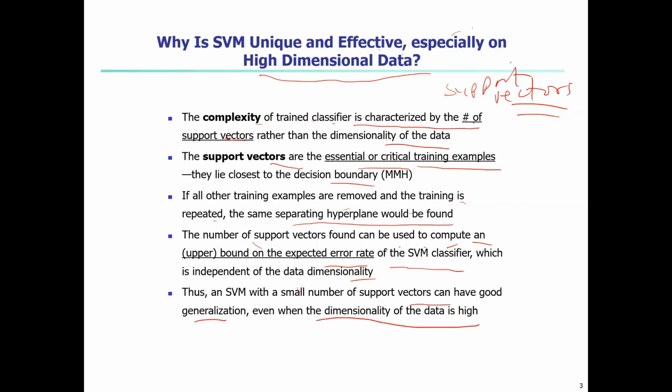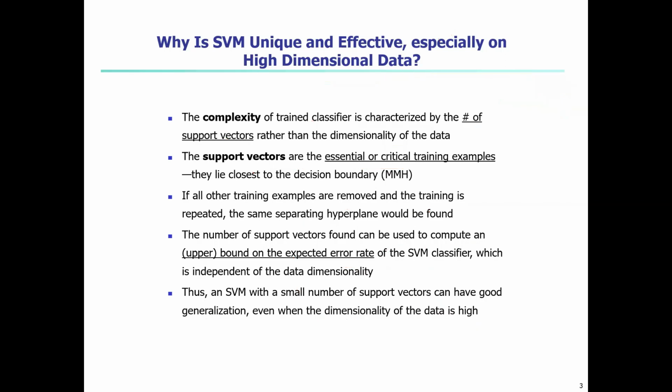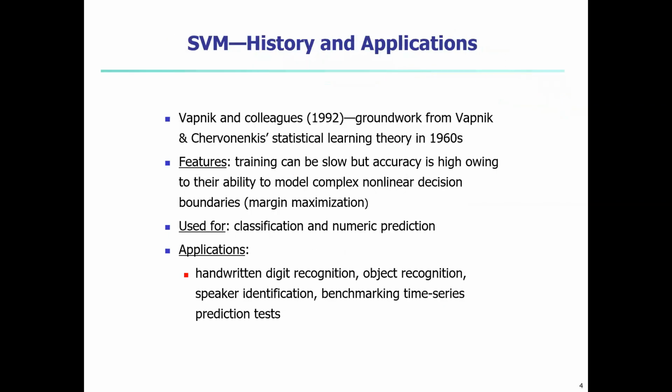So you can have millions of data samples during the training. However, the few that are very close to the boundary will be selected as the support vectors.